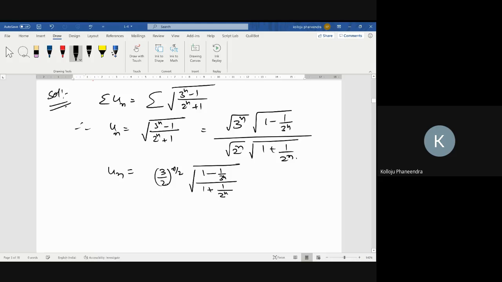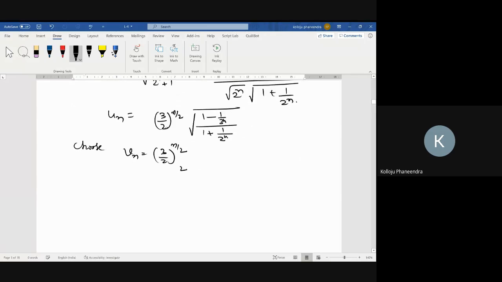So this is Un. So choose Vn as what? 3 by 2 whole power n by 2. Now see, all of you, listen here. This implies sigma Vn is sigma 3 by 2 whole power n by 2. Now this series is not of the form sigma 1 by n power p, correct? In the previous two problems we had this, but for this problem it is not like that. And n is always from 1 to infinity.